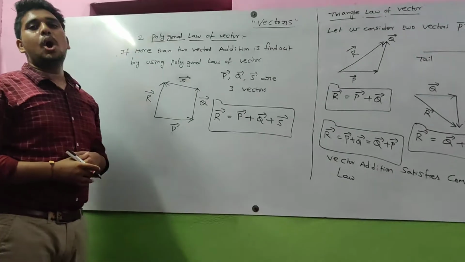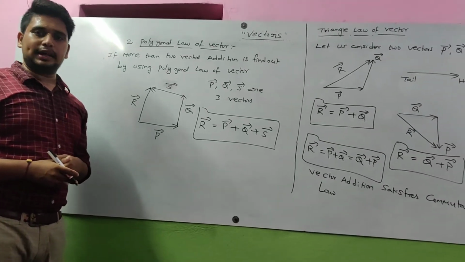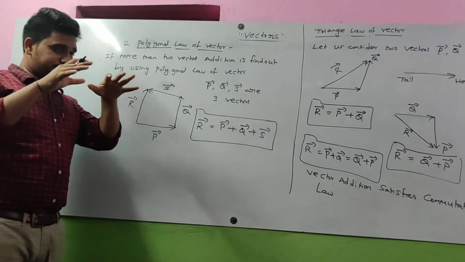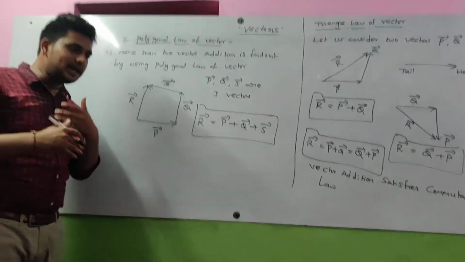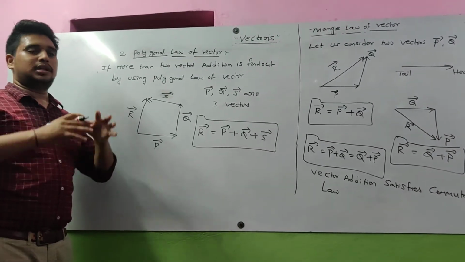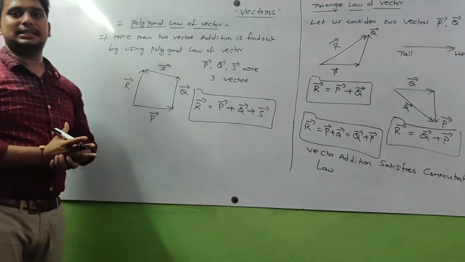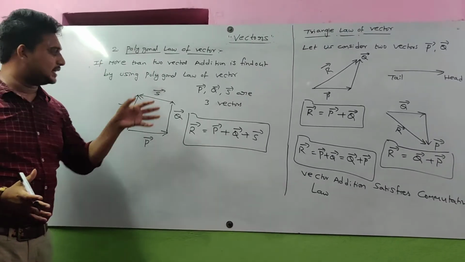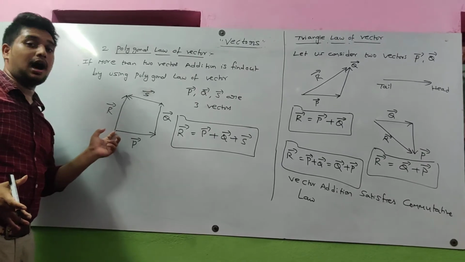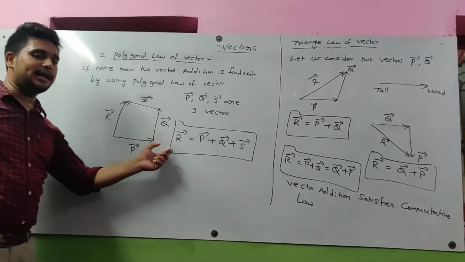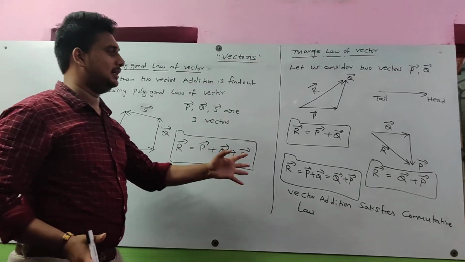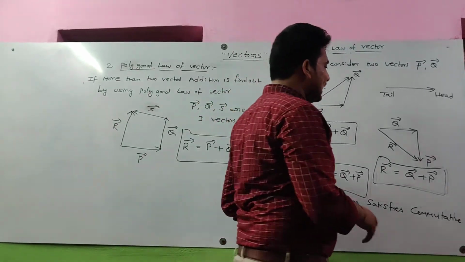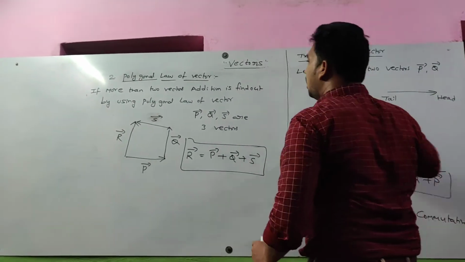This is called polygonal law of vector. In a polygon, if more than two sides, here three sides, are given, then the sum of all these sides is equal to the closed side. Here the closed side is R bar. R bar is equal to P bar plus Q bar plus S bar. This is the second law of vector addition.